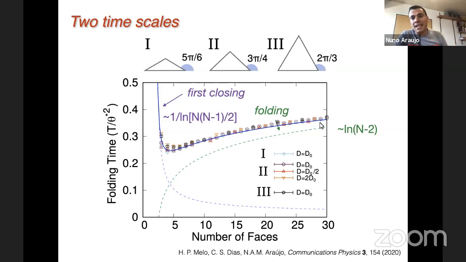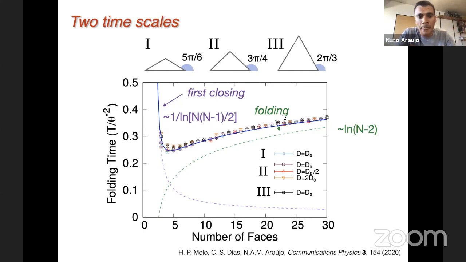So what sets the total folding time for a lower number of faces is the first closing event, the bottleneck, the one that takes longer, while for a large number of faces, what sets the total folding time is the last closing, and that becomes slower and slower as we increase the number of faces. And it is really this balance between the time it takes for the first closing and the last closing that sets the total folding time.